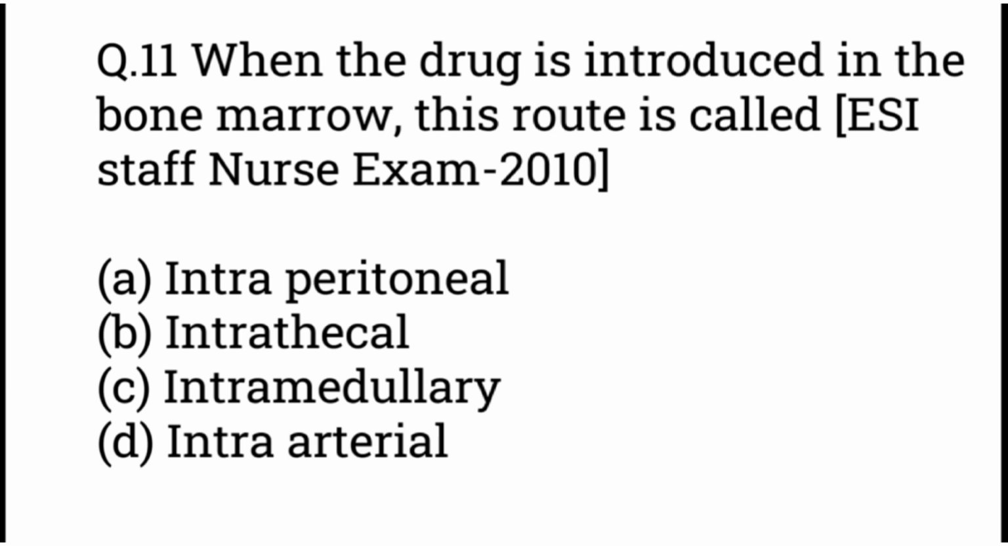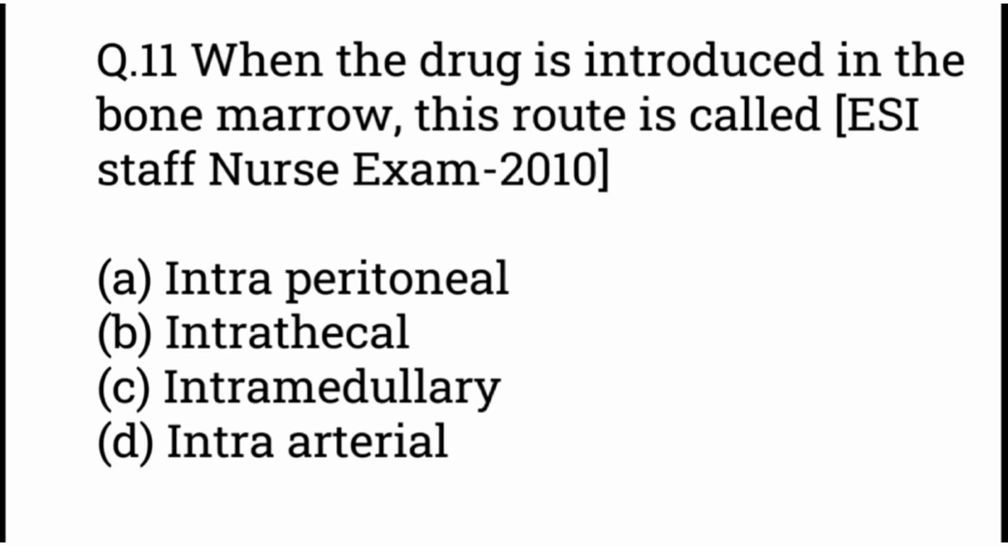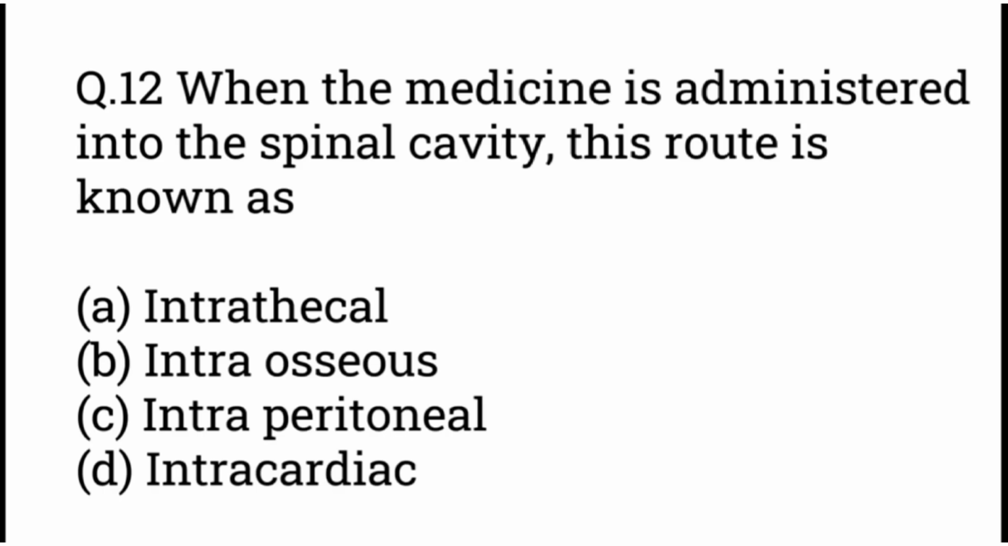When the drug is introduced in the bone marrow, this route is called as what? Intraperitoneal, intrathecal, intramedullary, or intraarterial? See, the answer is intramedullary. Whenever the drug is introduced into the bone cavity, bone marrow, it is called as intramedullary insertion of the drug.